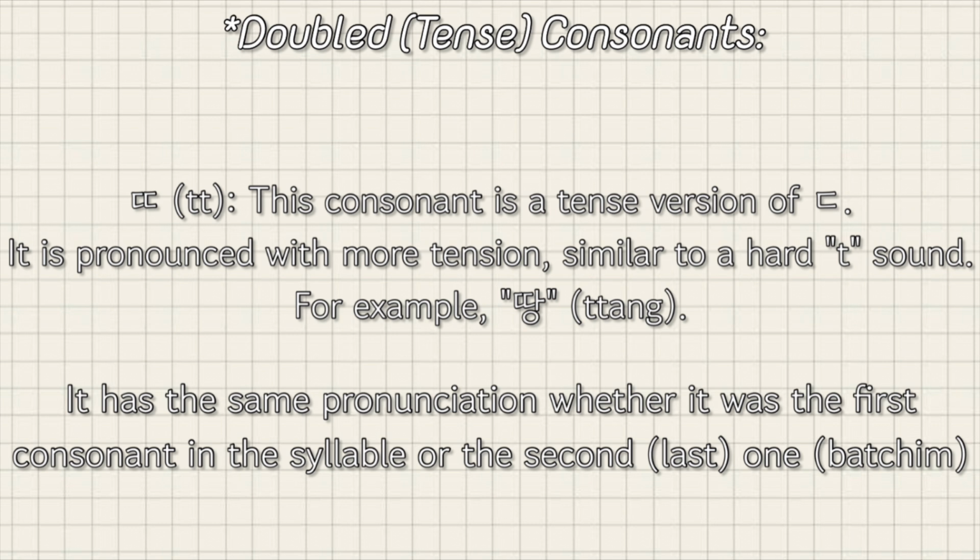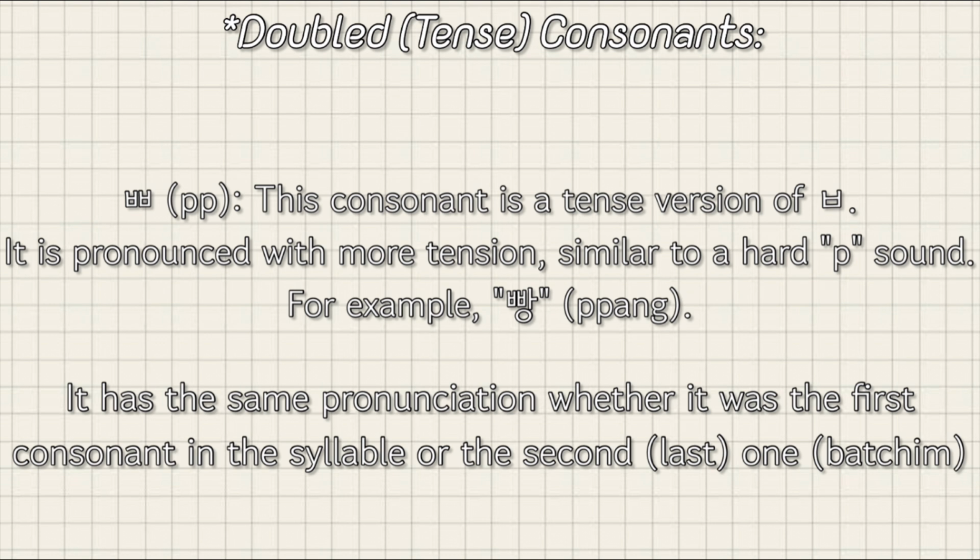Ssangtikeut. This consonant is a tense version of tikeut. It is pronounced with more tension, similar to a hard T sound. For example, ttang. It has the same pronunciation whether it was the first consonant in the syllable or the second one. Ssangpiyup. This consonant is a tense version of piyup. It is pronounced with more tension, similar to a hard P sound. For example, ppang, which means bread. It has the same pronunciation whether it was the first consonant in the syllable or the second one.